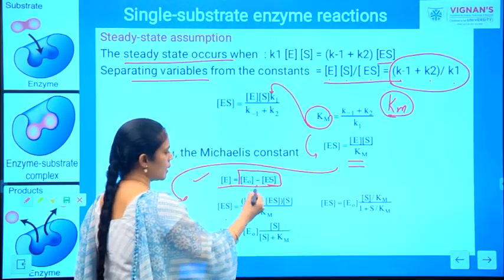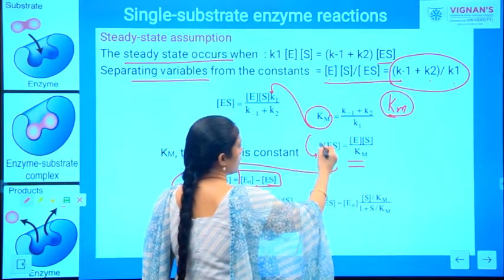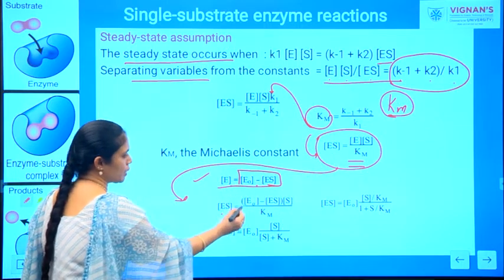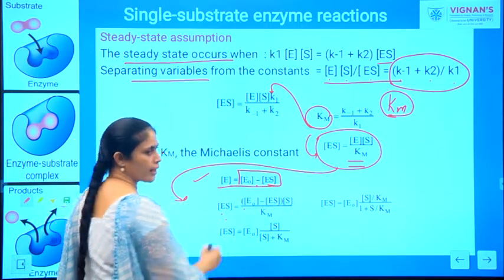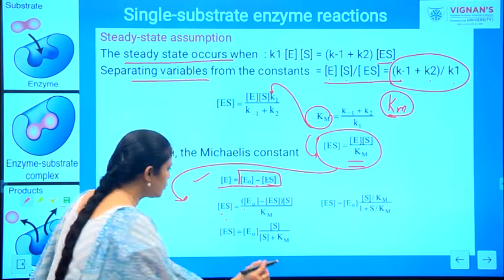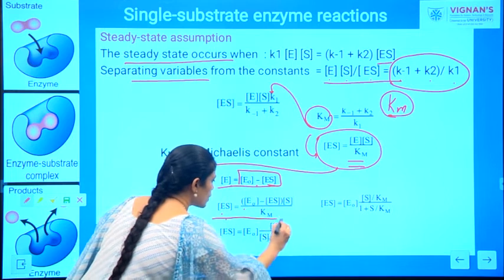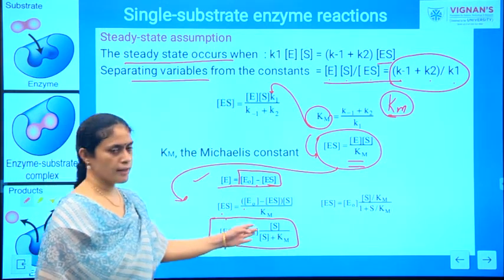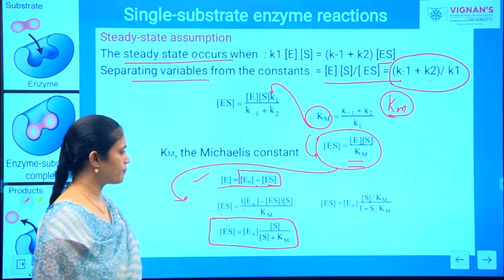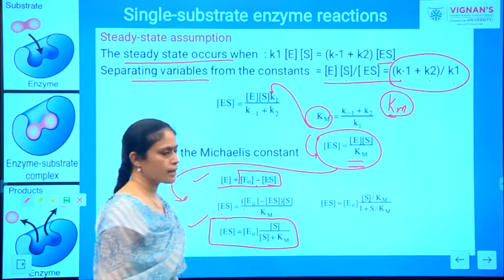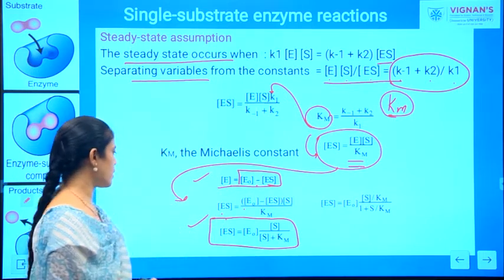Now incorporate this into this equation. Now you will be getting ES is equal to E naught minus ES into S divided by Km. So ES is equal to E naught into S divided by S plus Km. This is the final equation that we are getting.